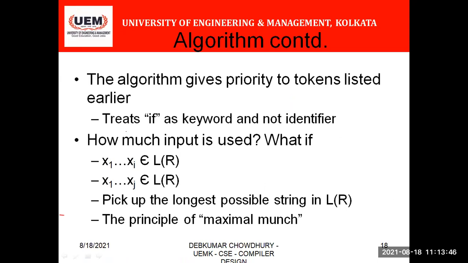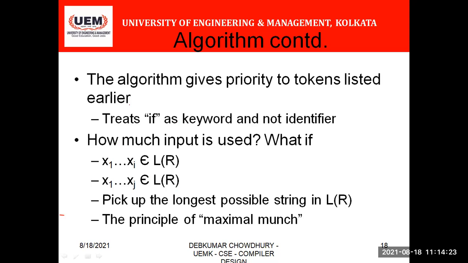Now in the next step, the algorithm gives priority to the token listed earlier. Treat if as a keyword and not an identifier. So we always give priority to the tokens listed earlier. If my token is a keyword, then obviously it is given the higher priority. If my token is an identifier, then it is given the lesser priority.